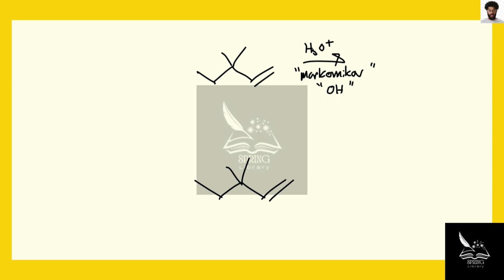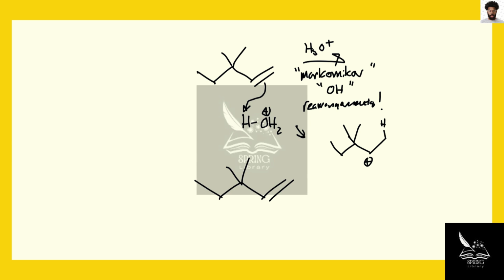But rearrangements are possible. What do I mean by that? Well, if you think about the mechanism, recall that for addition across a double bond, this double bond swings open. One side gets the H, the other side gets a carbocation, and it's going to be the secondary side that gets the carbocation and the primary side that gets the H.